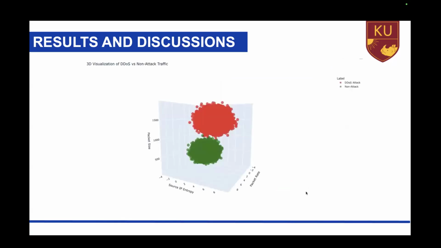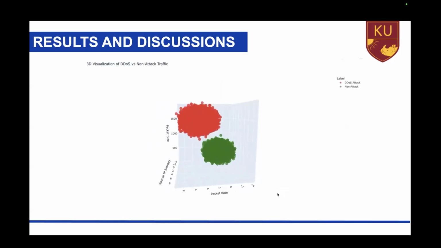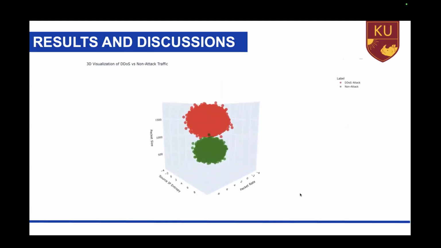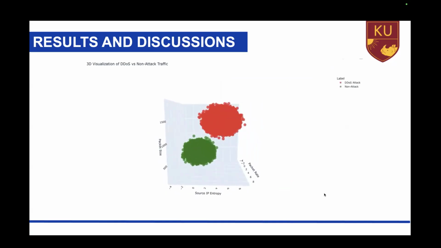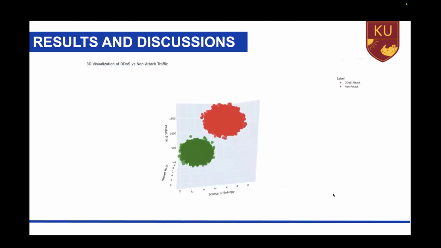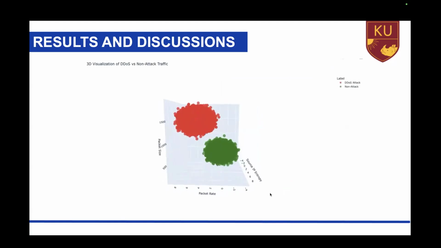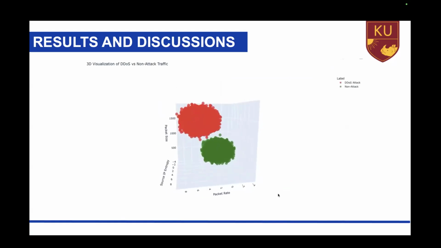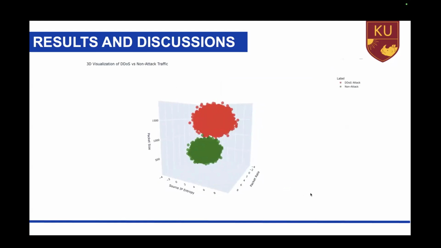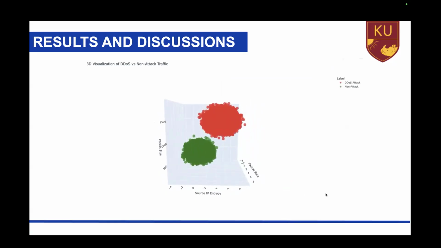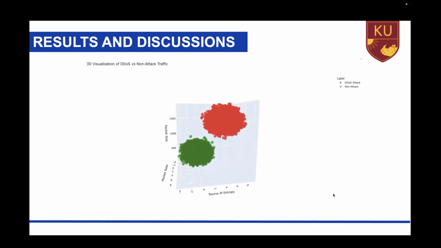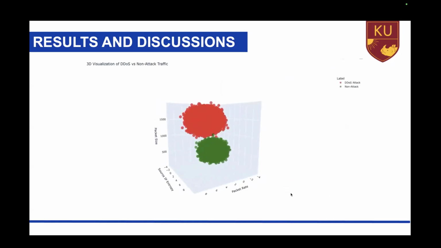And this is the real-time graph that got generated from our dashboard, where the red color clusters are the values which were classified as attack-based packets. There was again no overlapping as such, and the green color clusters are the non-attack values.